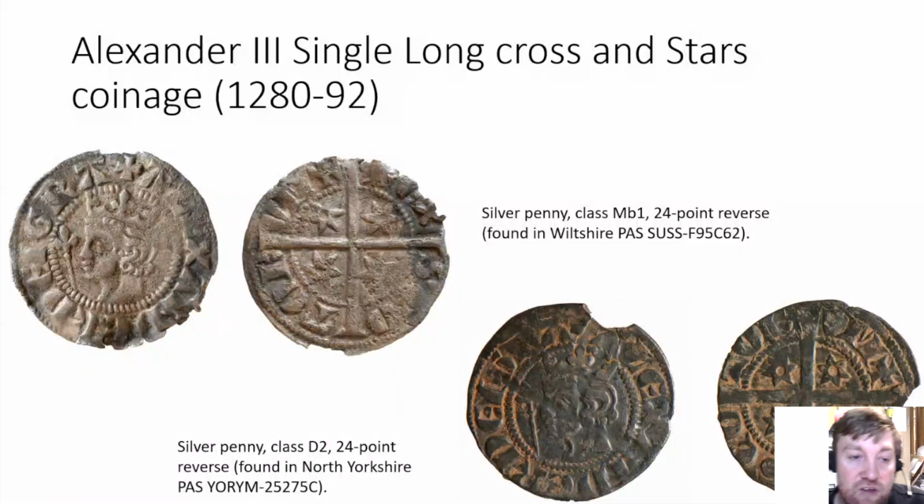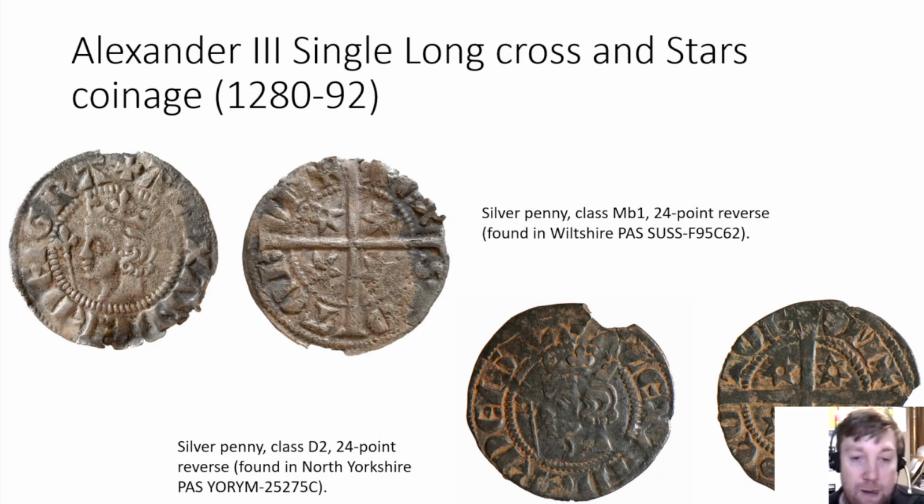So this slide just shows various examples of this new single cross coinage of Alexander III. What we can see here is that the coins are much neater. The busts are also much more neatly produced and more realistic looking. Again, interestingly, on this coinage there are no mint names. Instead, there is the legend Rex Scotorum. The current hypothesis is that the number of points on the mullets or stars on the reverse is an indication of where these coins were minted.